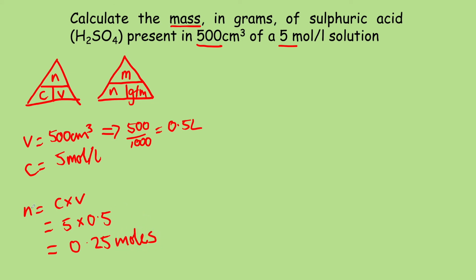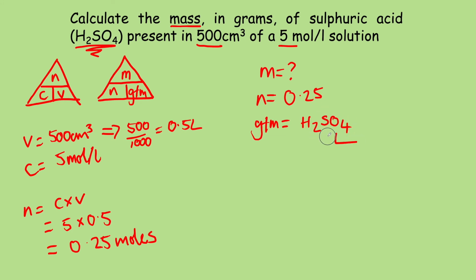So we've now figured out what N is, and it's asking us to figure out what M is. Okay, that's what the question wants. Now, how can we figure out this M? Well, if we have N and our GFM, we can figure out what M is. So we already have N, which is 0.25. All we need now is our GFM, which we can get using our formula there, H2SO4, and using this method here.